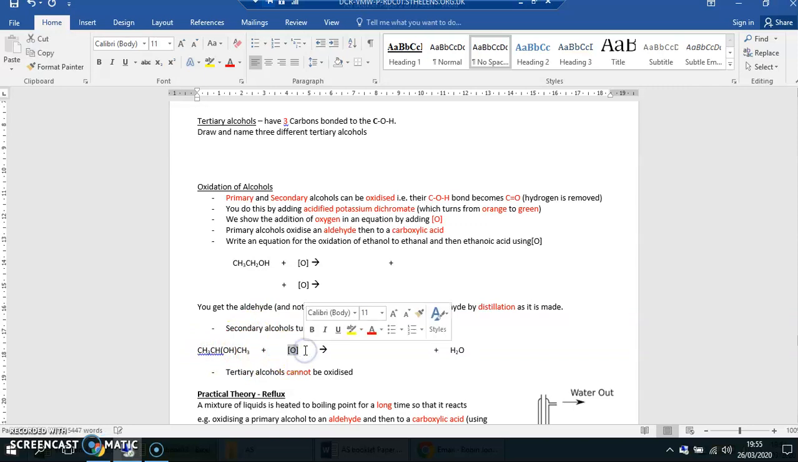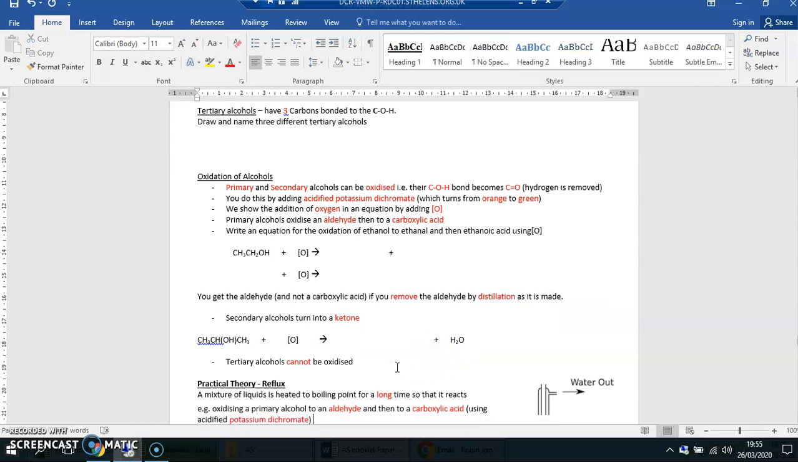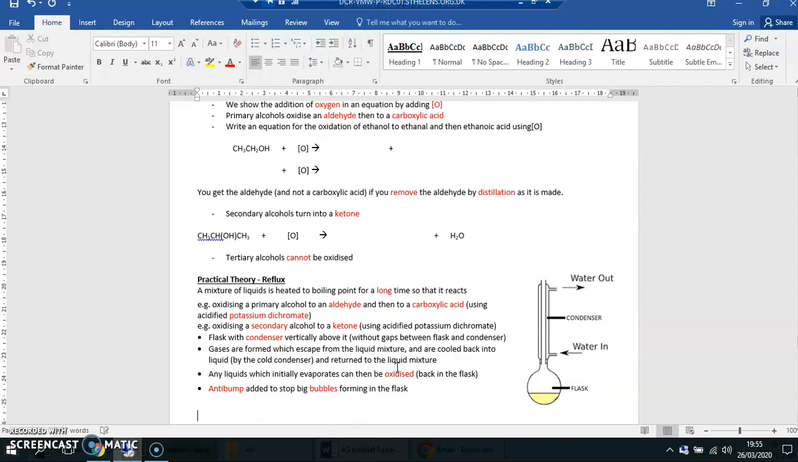When I react it with O from acidified potassium dichromate, this OH will turn into a C double bond O. So you'll get CH3, C double bond O, CH3. You will make propanone and water. See if you can balance it. Tertiary alcohols cannot be oxidized.